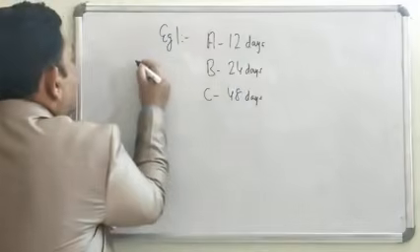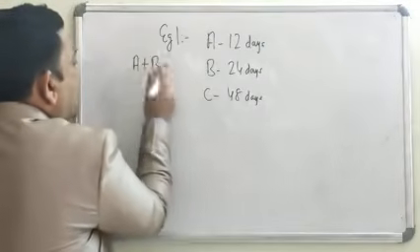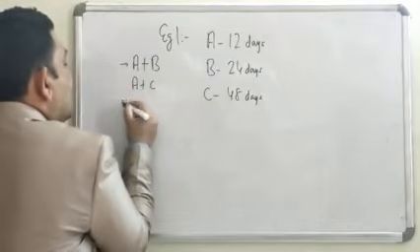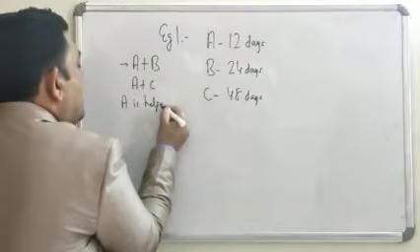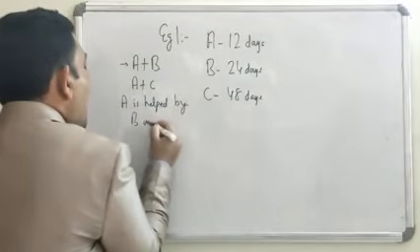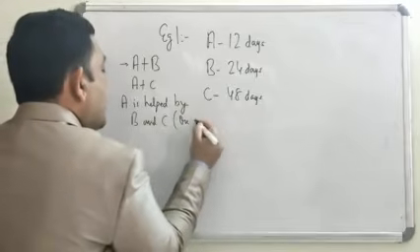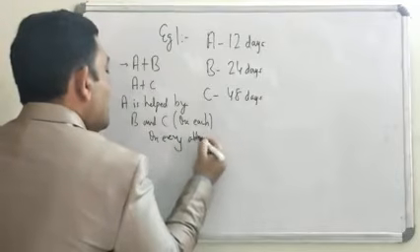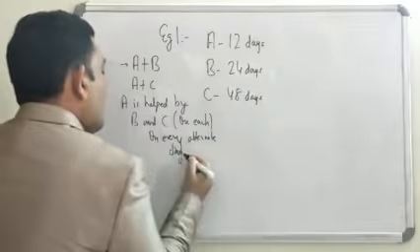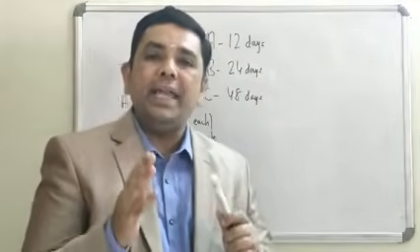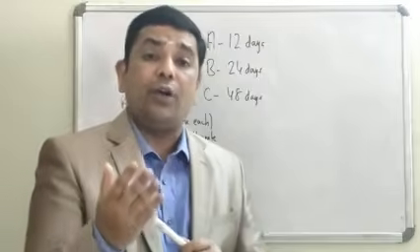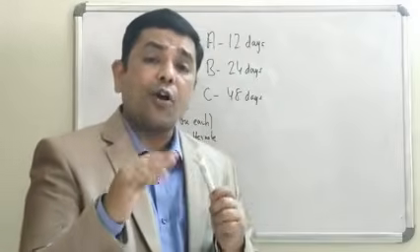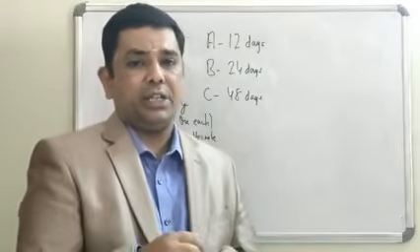The question is, A is helped by B on the first day and A is helped by C on the second day. So A is helped by B and C, one person each on every alternate day. So you must have understood by now, the question is a combination of alternate work and one more additional condition.